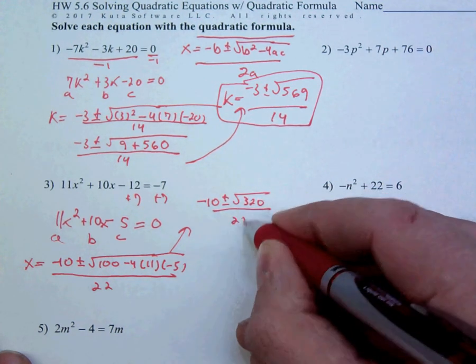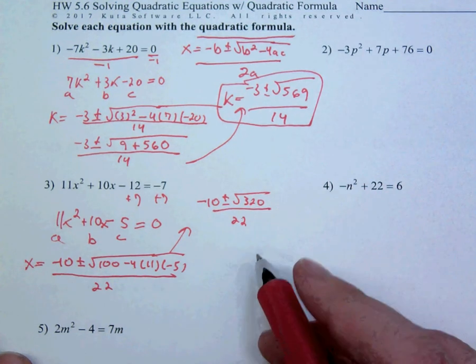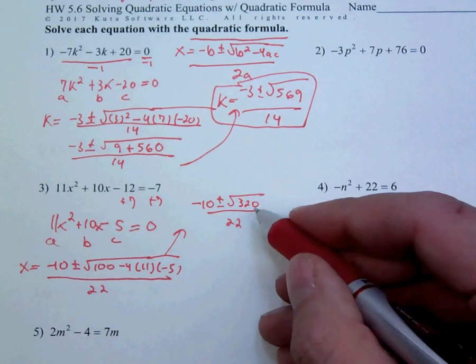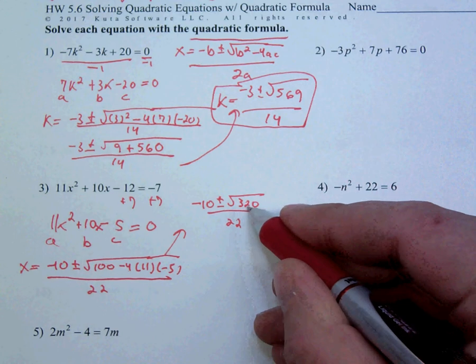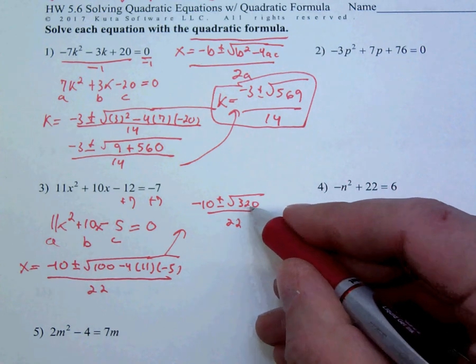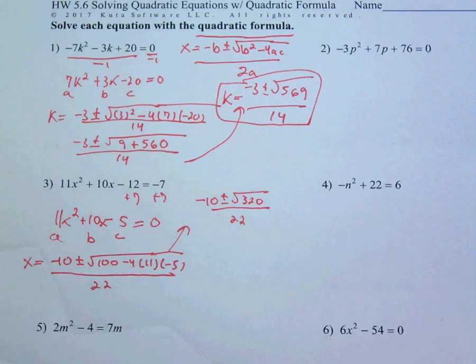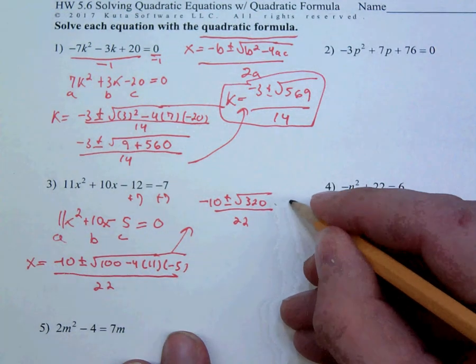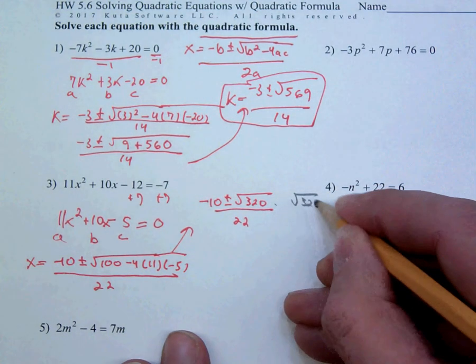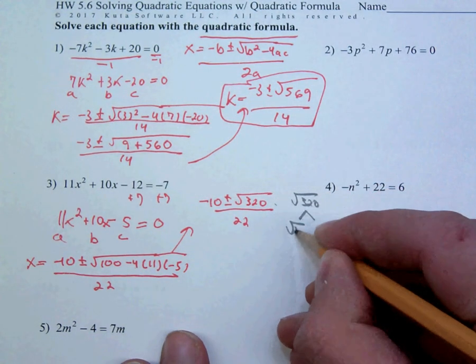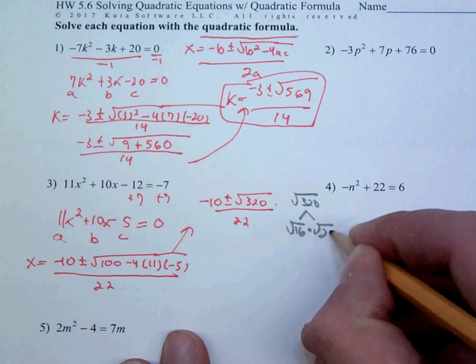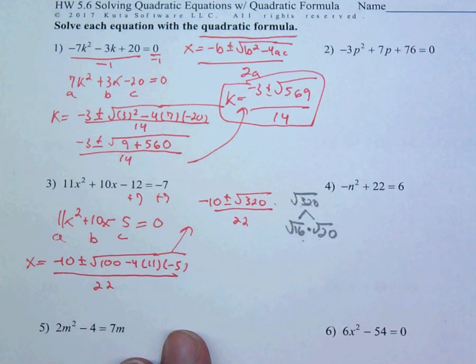All over 22. All right. Now this one I can definitely simplify. I know that 16 goes into 32, and 16 is a square number. So I'm going to, off to the right here, simplify this square root. The square root of 320 is equal to the square root of 16 times the square root of 20. 16 times 2 is 32.